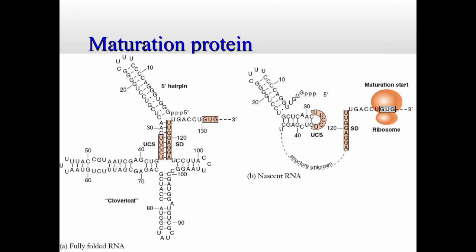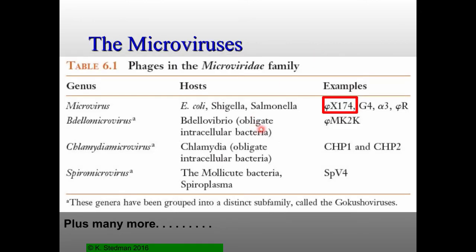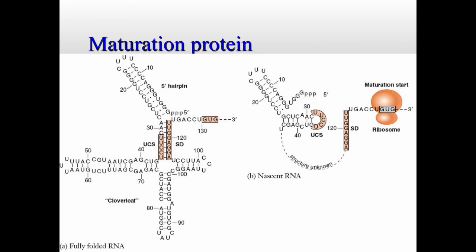The maturation protein, again, mostly this pilus binding protein, is made only from new genomes. And the reason it's made from only new genomes is because the secondary structures that form on newly made genomes are different than the secondary structures which are formed on older genomes. So it's alternative secondary structures. This one allows translation of these proteins, and this one does not.